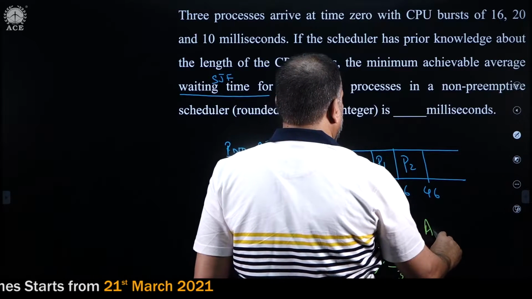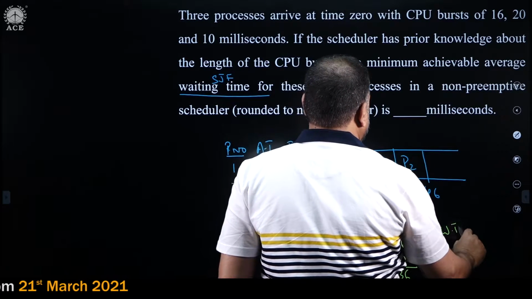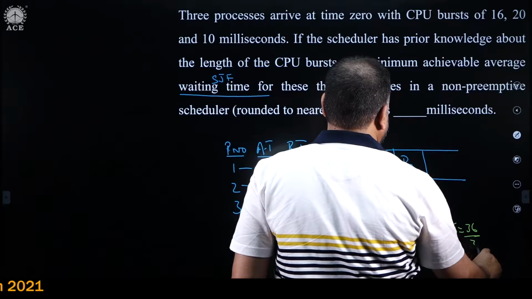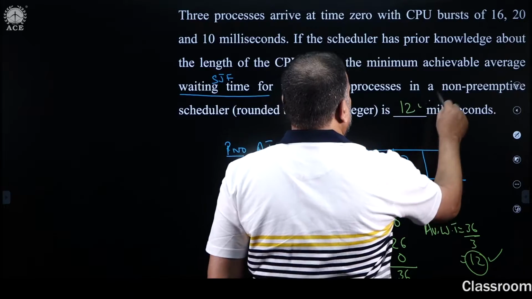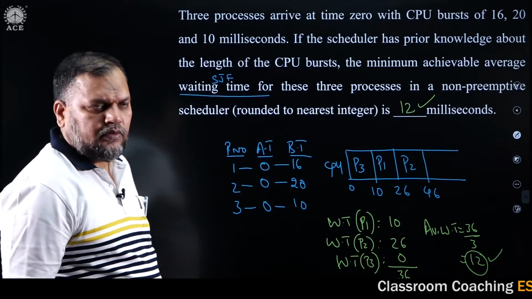It's asking average waiting time. So 36 divided by 3, 12. That's it. Straight away. Okay.